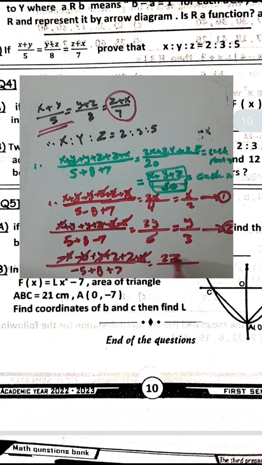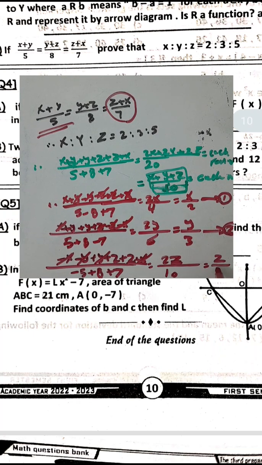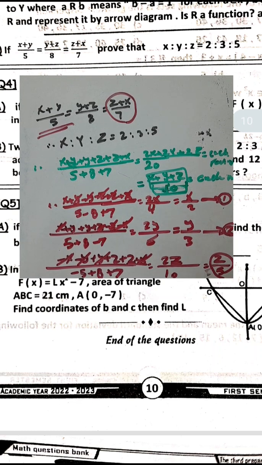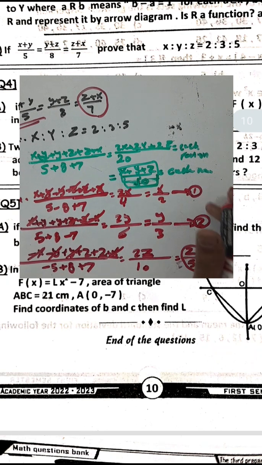Then the result will be 2z over -5 plus 8 equal 3 plus 7, it will be 10. And then you can simplify it by dividing by 2. The result will be z over 5. It's relation number 3. Okay, we have from relation 1 and 2 and 3.